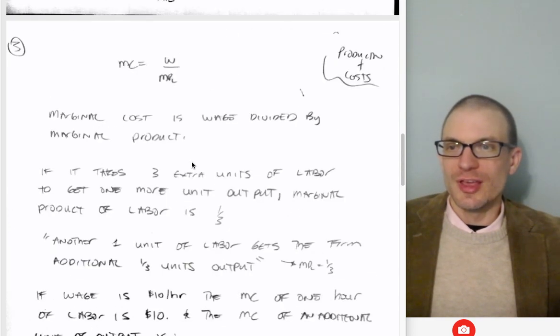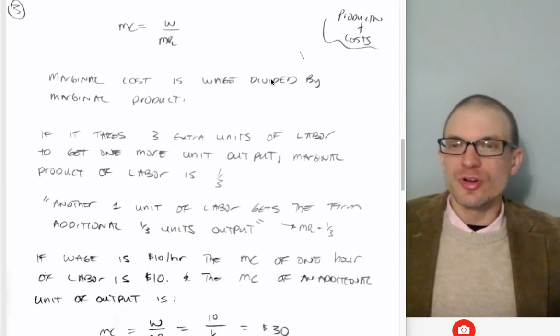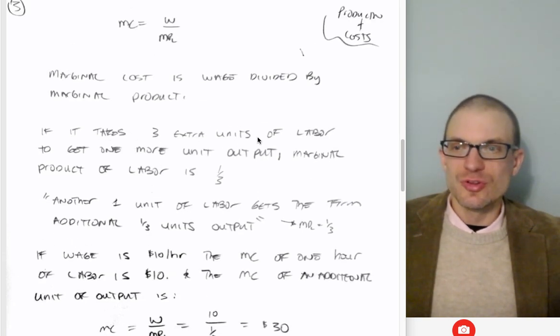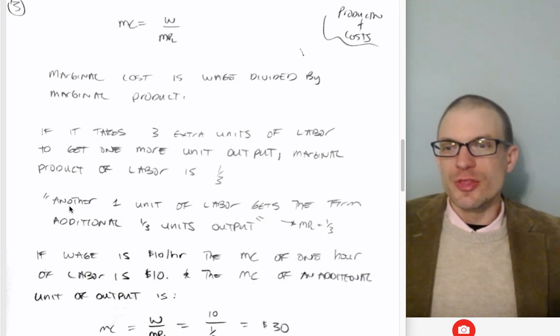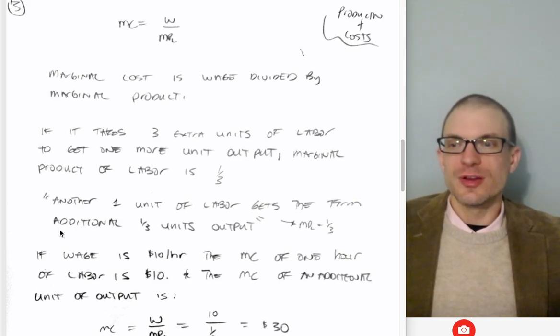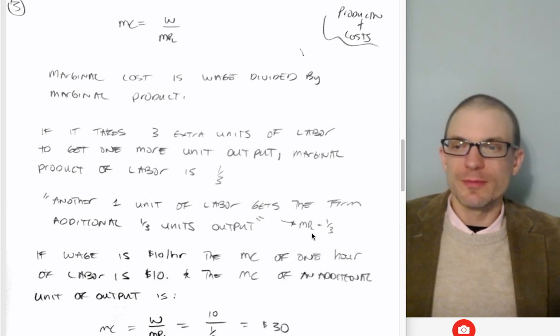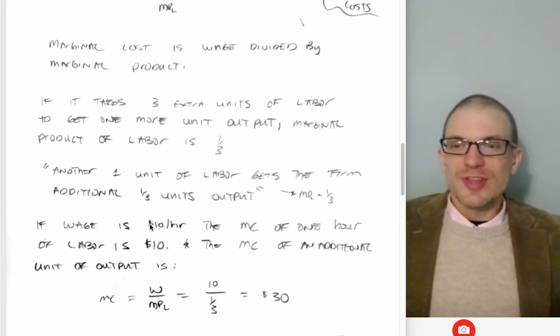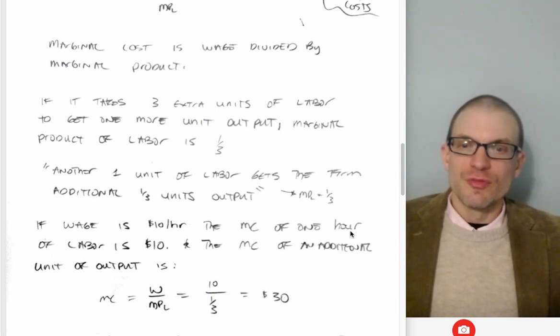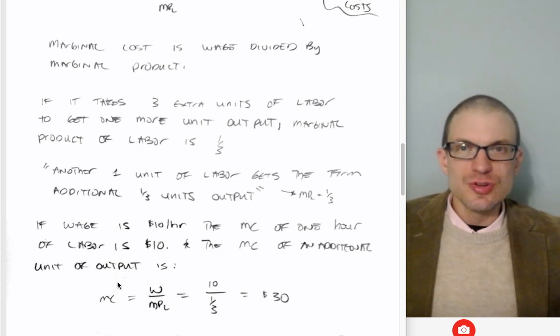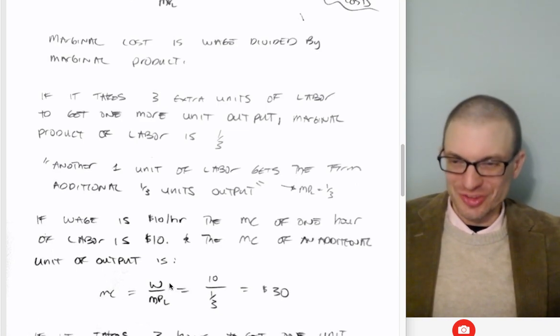Let's get our bearings. The marginal cost is the wage divided by the marginal product. Suppose it takes 3 extra units of labor to get 1 more unit of output. The marginal product of labor would be 1/3. Put differently, another 1 unit of labor gets the firm an additional 1/3 unit of output. Now, if the wage is $10 per hour, the marginal cost of 1 more hour of labor is $10, and so the marginal cost of an additional unit of output is $30, since marginal cost is wage divided by MPL.